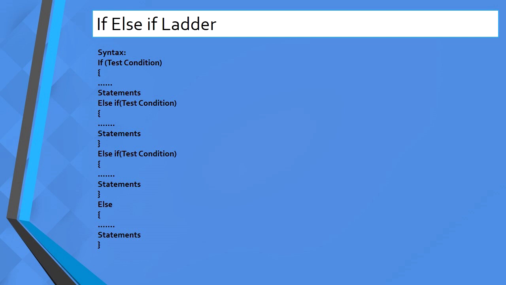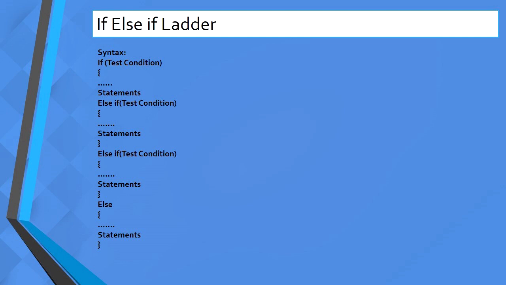However, in real life programming, there are situations where you have to check a number of conditions. For example, evaluating the grade of a student as A, B, C or D based on the percentage of marks, or distinction, first class, second class, third class or fail. Here there is more than one condition to be satisfied.